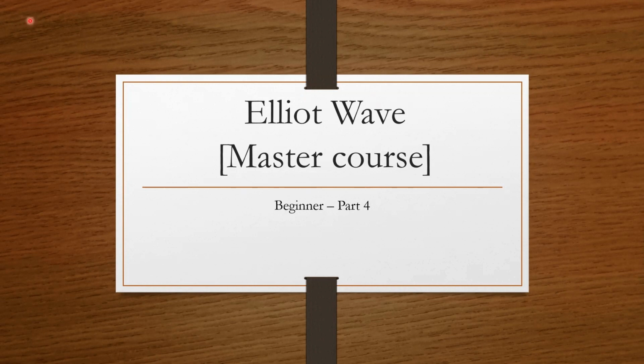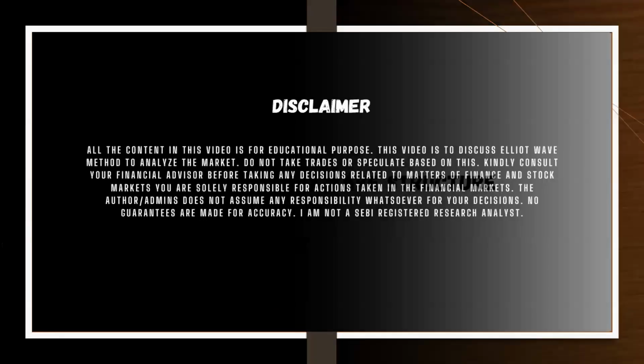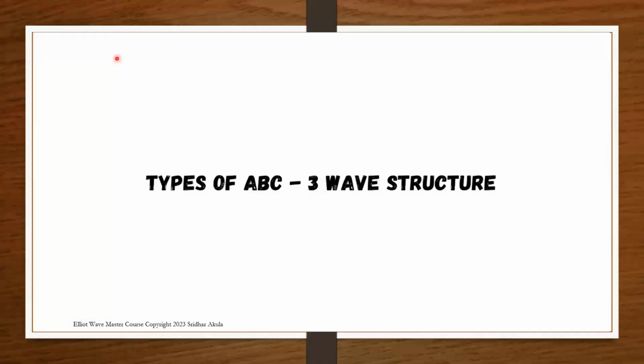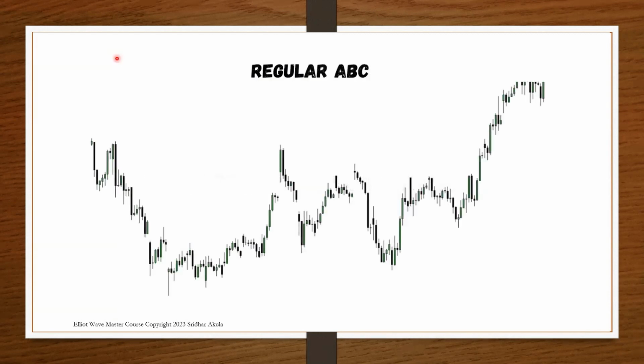In this part, we are going to learn and look at the different types of ABC structures. What are the structures and how they form, right? Different types of ABC. It is a three-wave structure. We have already seen in Part 1 how the combination of 5, 3, 5 plays out in nature as well as in the markets, right? So in your three-wave structure, your ABC, the first type is your regular ABC.